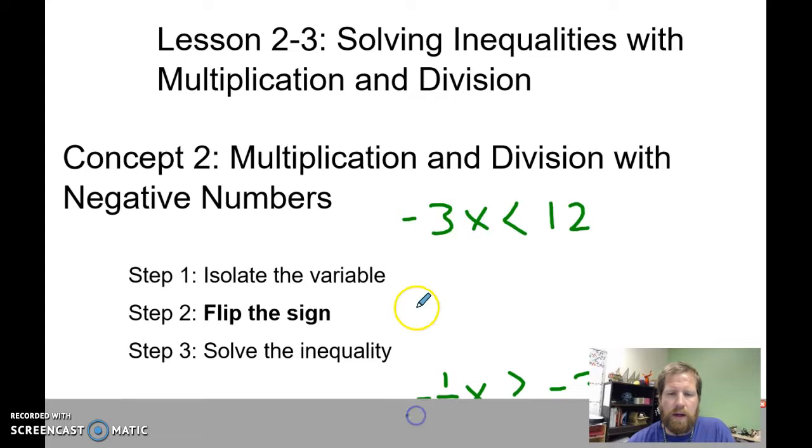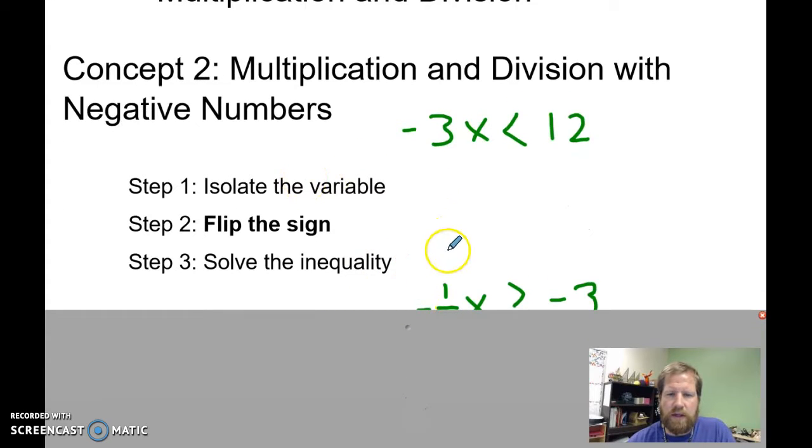Okay. Our first and third step remain the same. We're going to isolate the variable, and then we're going to solve our inequality. But in between that, we have to remember to flip the sign. If we don't, we end up getting the exact opposite of the right answer.